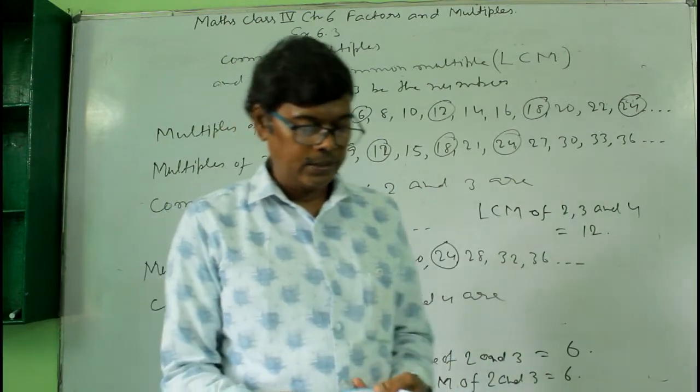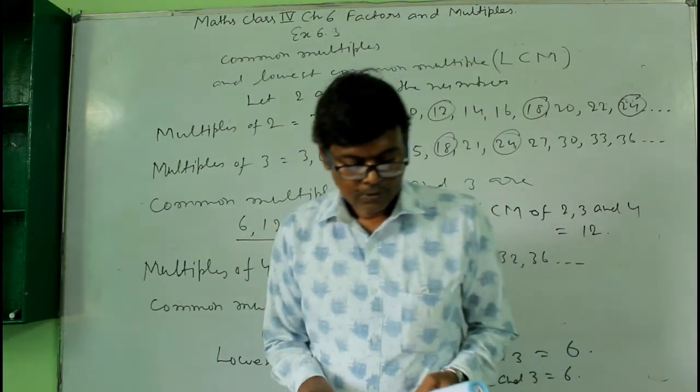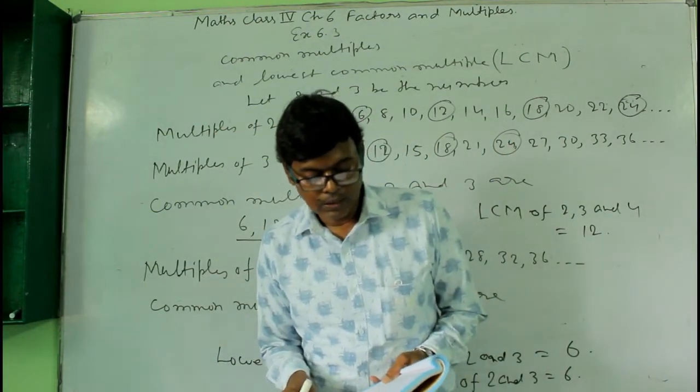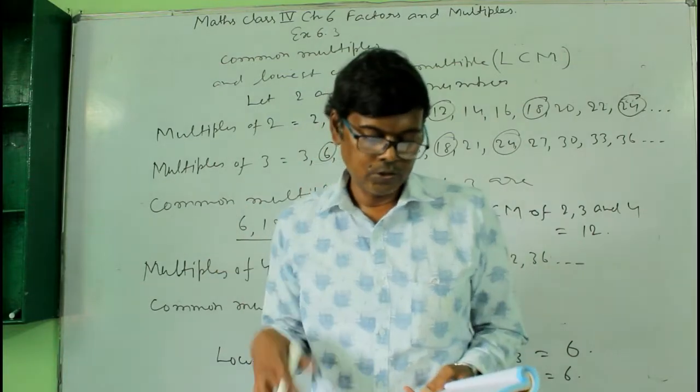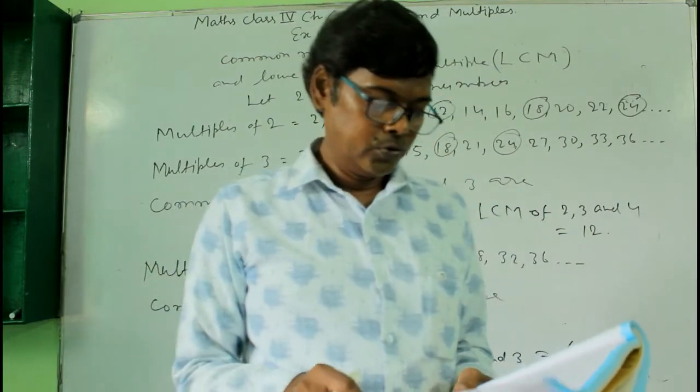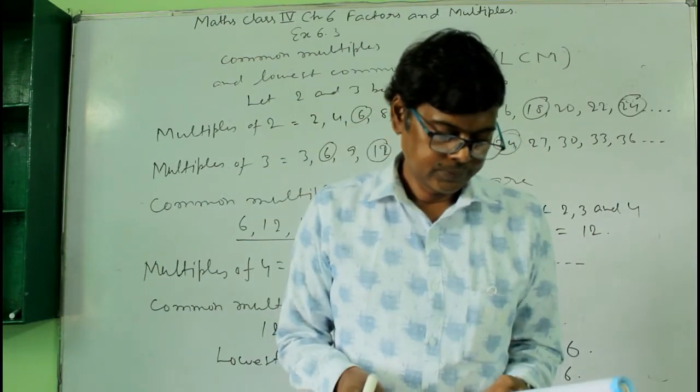So this is how you will find the least common or lowest common multiple. Here the word is lowest, not least, but least is also correct. If you go into the other classes, then you will see.